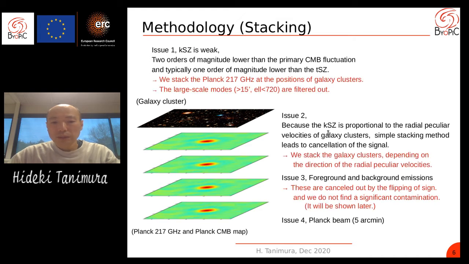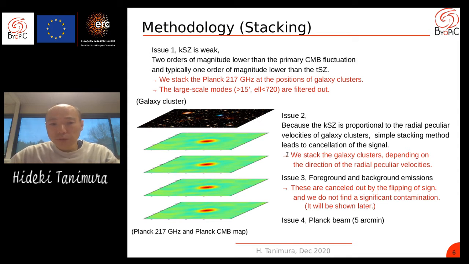We solve these issues like this. We stack the 270 GHz map at the position of galaxy clusters, but before stacking, we filter out large-scale modes larger than 15 arcminutes to suppress the CMB contribution. And also, when we do stacking, we stack galaxy clusters depending on the direction of the radial velocity, which allows us to align the positive and negative KSE signal to the same sign, like this.